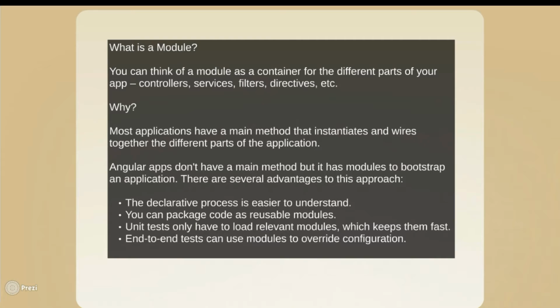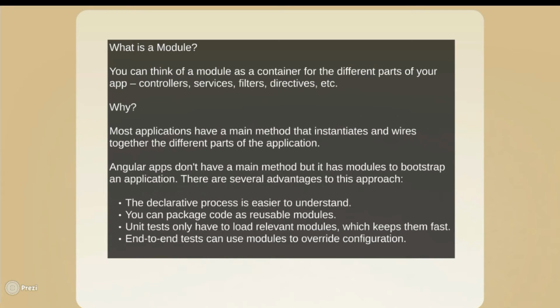Unit tests only have to load relevant modules, which keeps them fast. While testing your code, you don't have to load your whole application. You don't have to bootstrap your whole application. If you are loading only a few modules, then your application will get fast. End-to-end tests can use modules to override configurations.